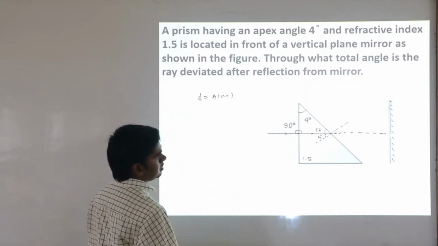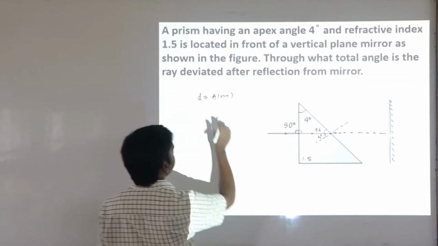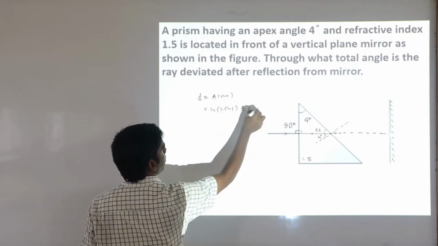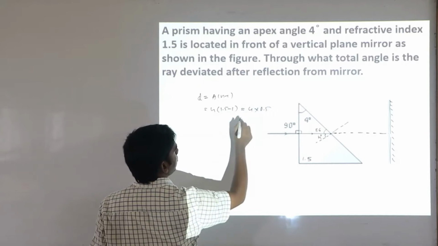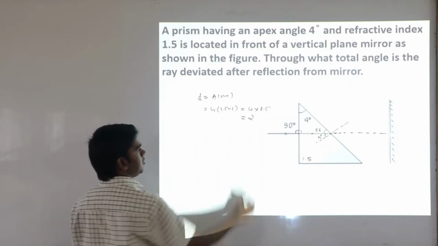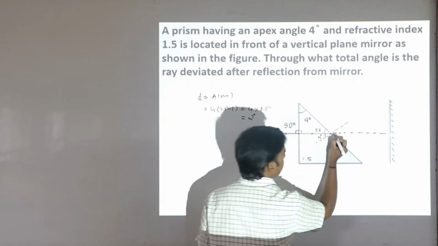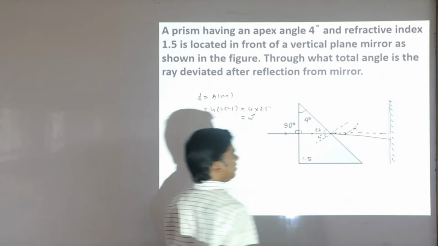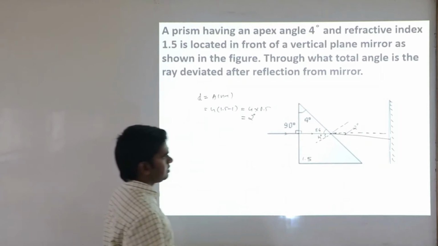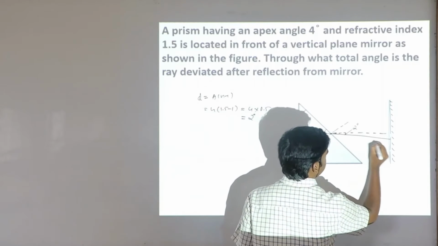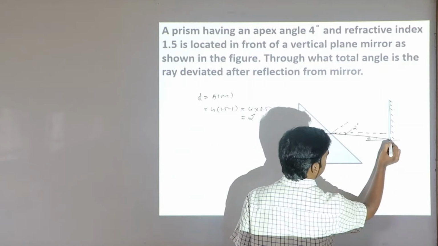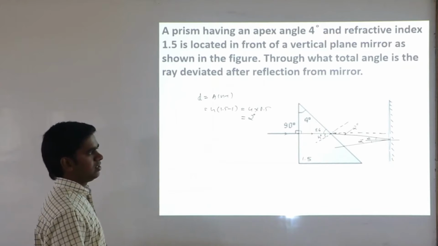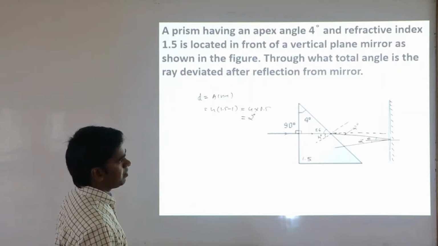Now what is the deviation? How much is it deviated? Deviation is 4 degrees into (1.5 minus 1). So this is 4 into 0.5, which is 2. So 2 degrees is the deviation. So the ray will get deviated by 2 degrees. So the ray will come here. This is going to be 2 degrees. Okay. Now if that is 2 degrees, here also it is going to be 2 degrees, so it will get reflected. This is also going to be 2 degrees.